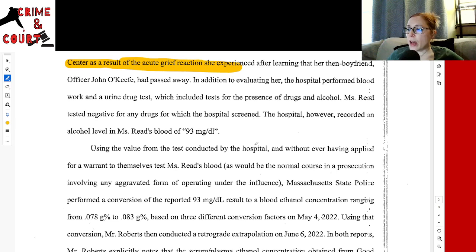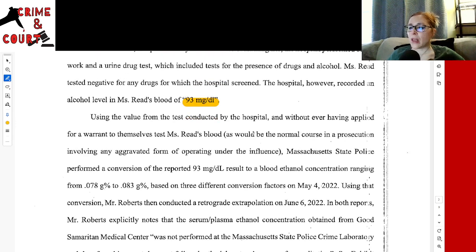The hospital, however, recorded an alcohol level in Ms. Reed's blood of 93 milligrams, whatever that MGDL stands for. Using the value from the test conducted by the hospital and without ever having applied for a warrant, they never had a warrant, I forgot about that.